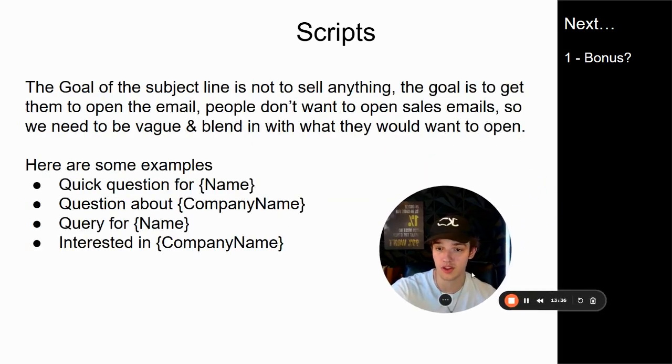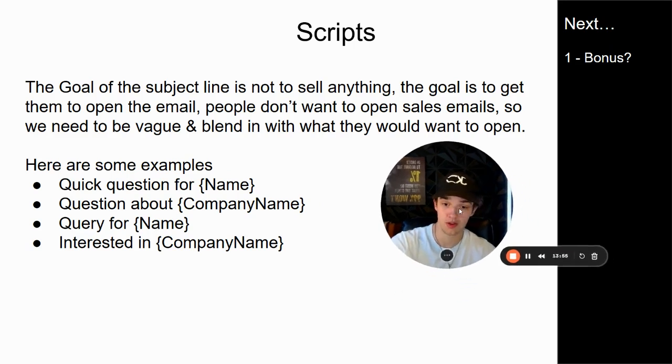Okay. So the goal of the subject line, again, is not to sell anything. The goal is to get them to open the email. People don't want to open sales emails. So we need to be vague and blend in with what they would want to open essentially. So you're going through your email, you're probably going to want to open emails from a client or a prospect or a friend or something like this.